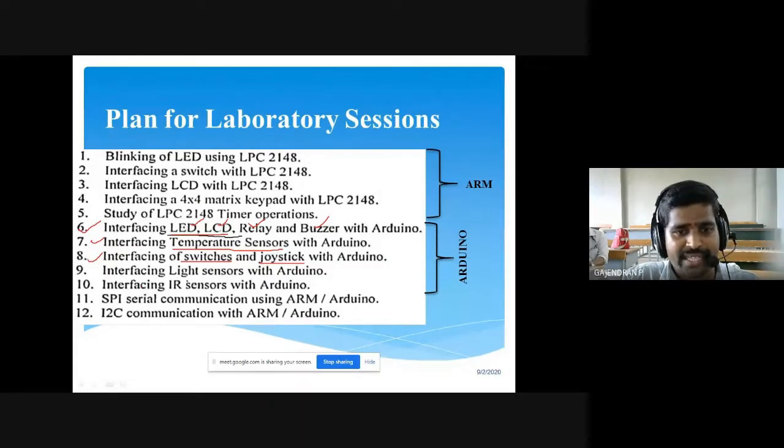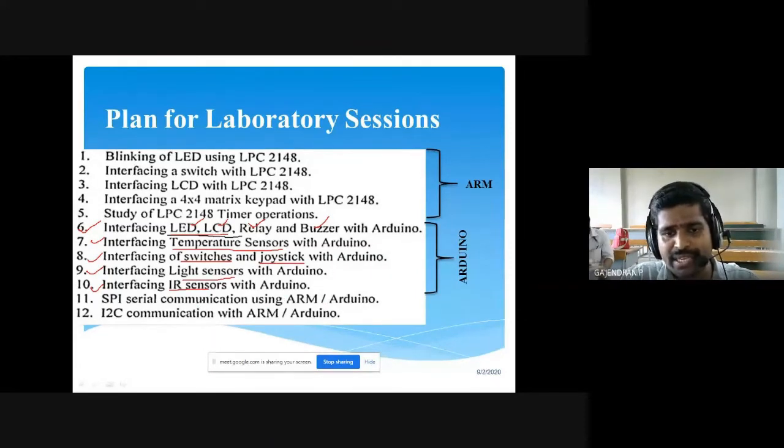Then, the light sensor. Based on the light intensity, the physical parameter of the sensor will get changed. That will give a signal to Arduino, then we can easily process it. Then experiment number 10, IR sensor. In an IR sensor, infrared rays are used as a medium. Using that sensor, you can do wonderful experiments.